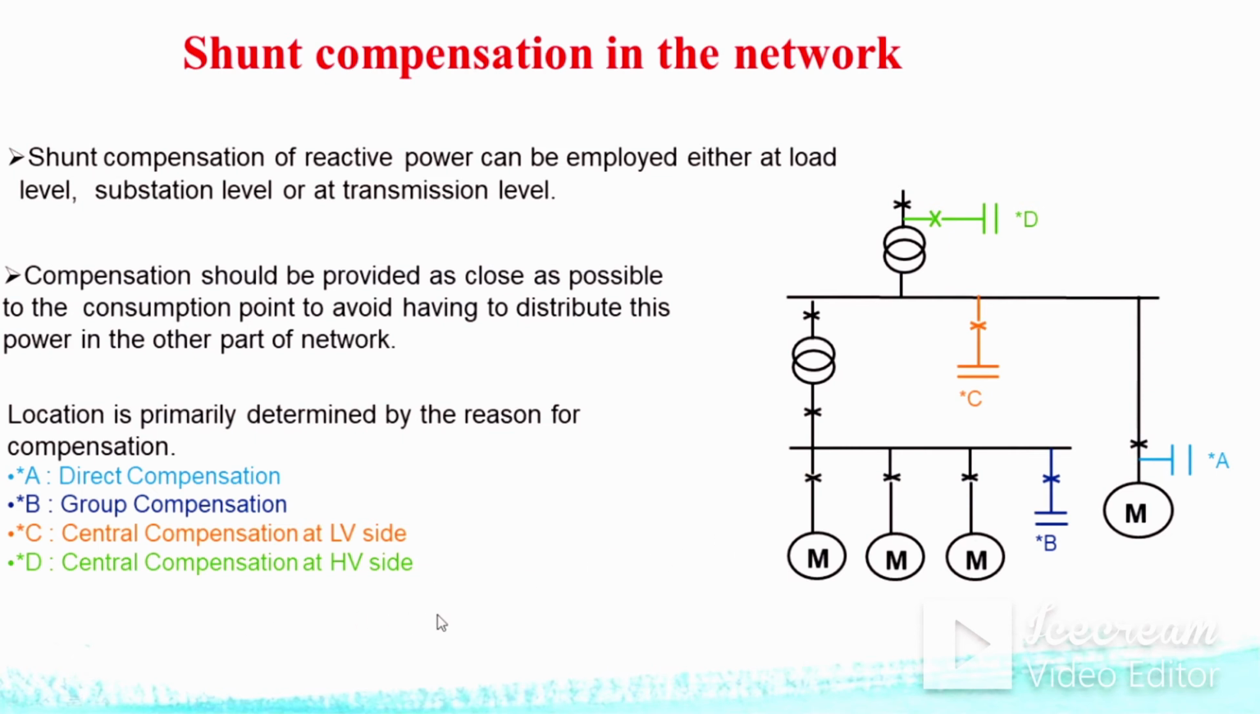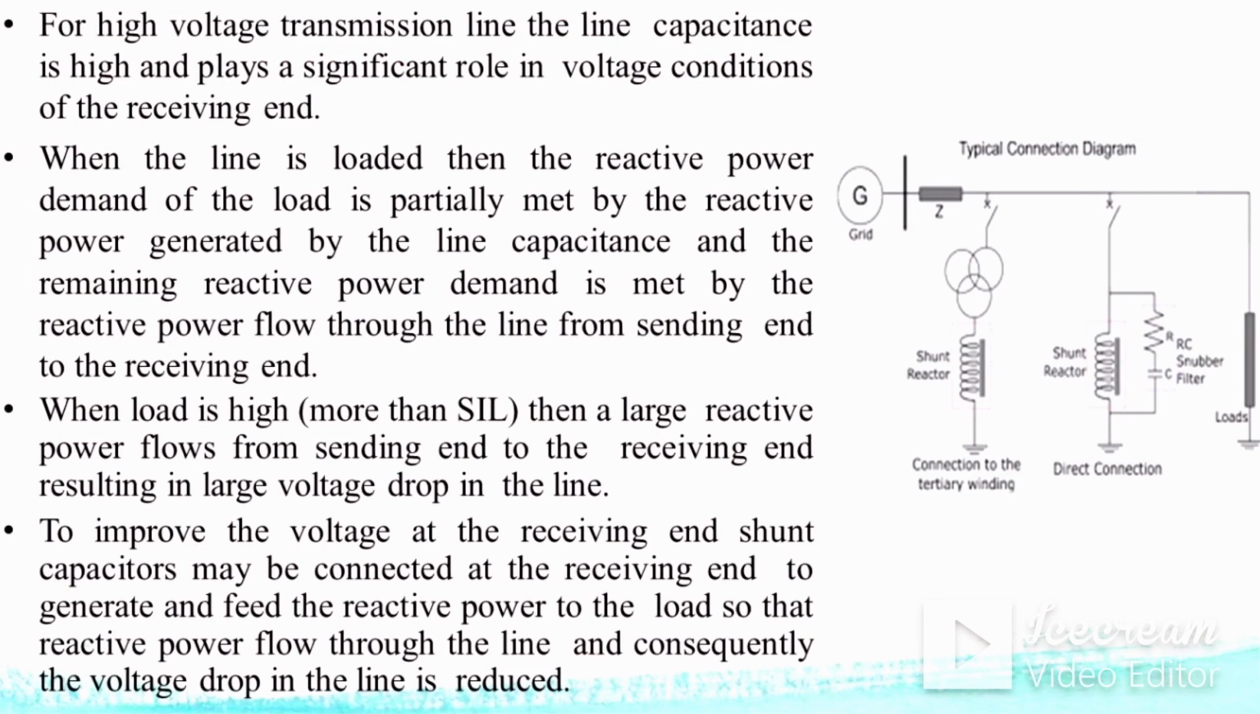Similarly, central compensation at the high voltage side is this side, because this is the central line which is bifurcating the high voltage and low voltage side. So at the low voltage side, this capacitor is doing the work, it is compensating for the reactive power, and at the high voltage side, this D labeled capacitor is compensating for the lagging reactive power. I hope you are clear with this shunt compensation in the network.